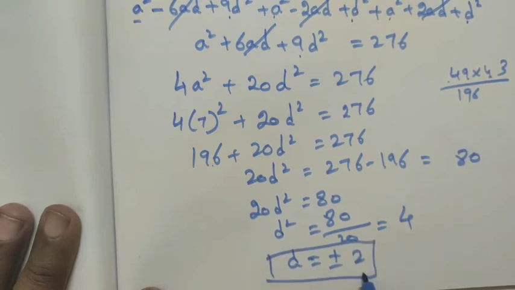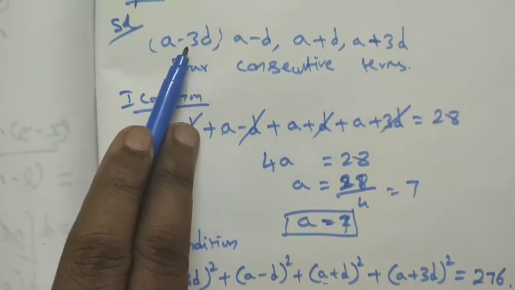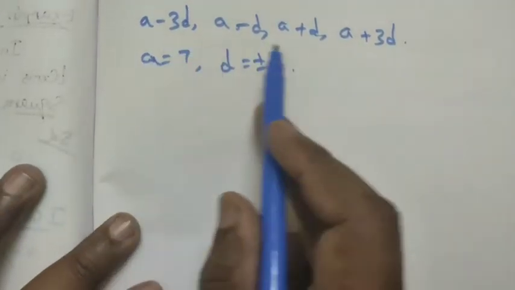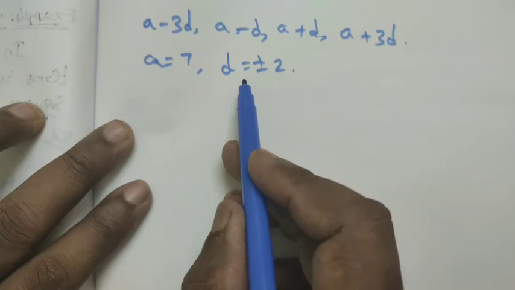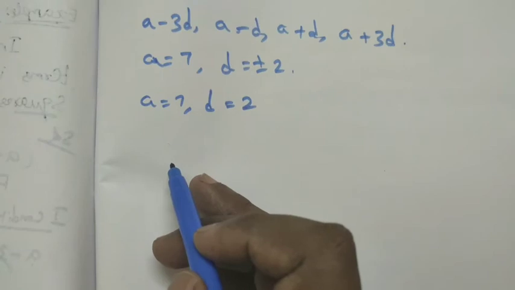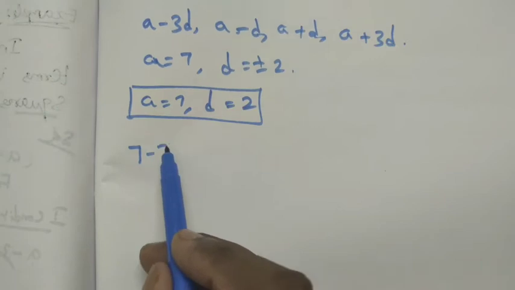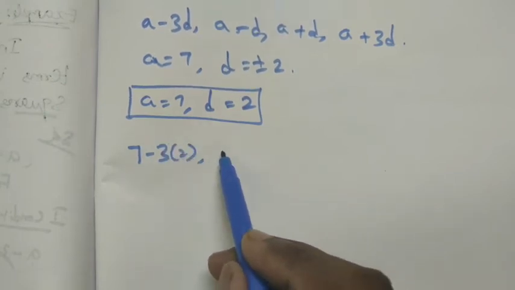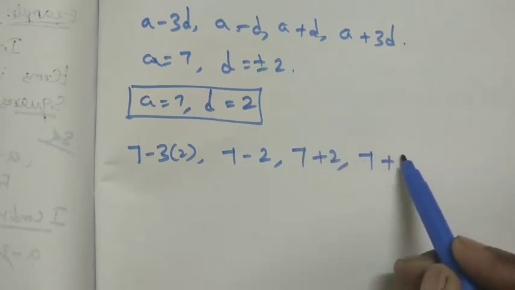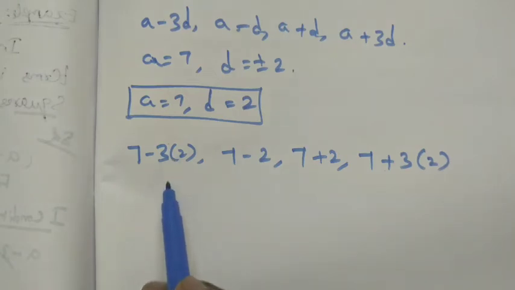Here we know the d value and we have already found the a value. Now you apply it in the 4 consecutive terms, a minus 3d, a minus d, and so on, and we can find the values, right? In these terms we have to apply the values. If a is equal to 7 and d is equal to, suppose, 2, I take the first positive value and then another negative value. So a is equal to 7 minus 3 into 2, comma 7 minus 2, comma 7 plus 2, comma 7 plus 3 into 2, right? 7 minus 6 is 1.